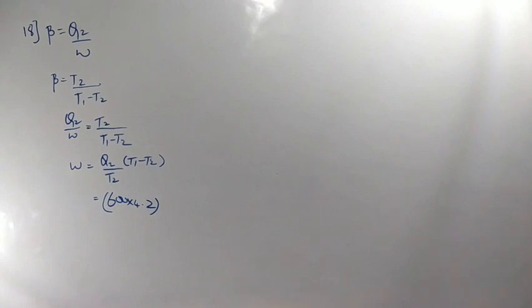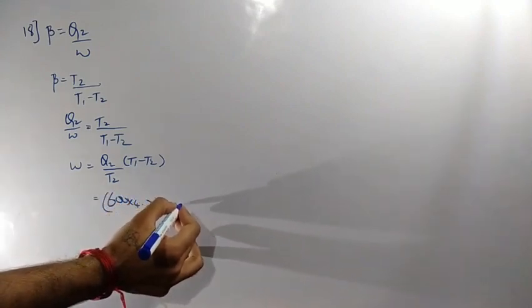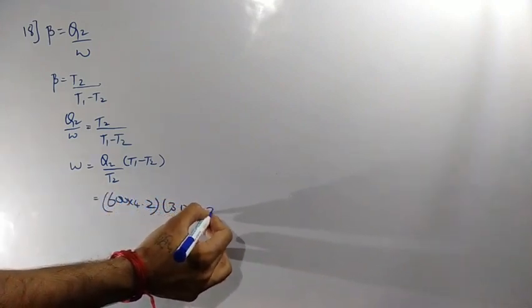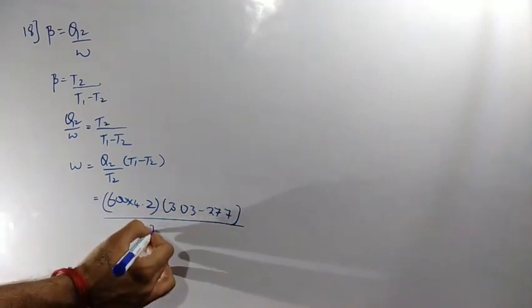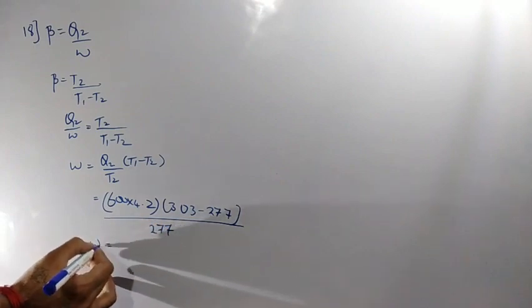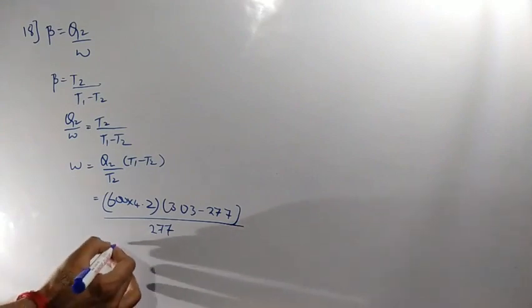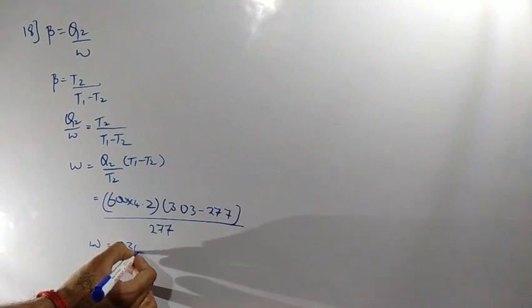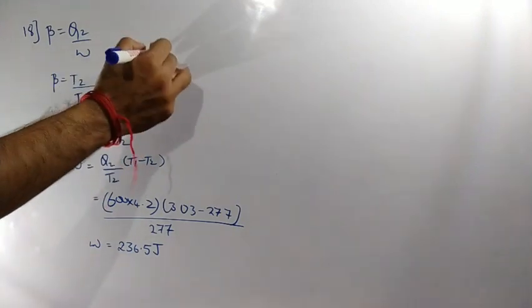Next, T1 minus T2. T1 is 303 minus T2 which is 277, whole divided by T2, which is 277. The work done value you are going to get over here will be 236.5 joules. Clear? Now, power is nothing but what? Work done in unit time.